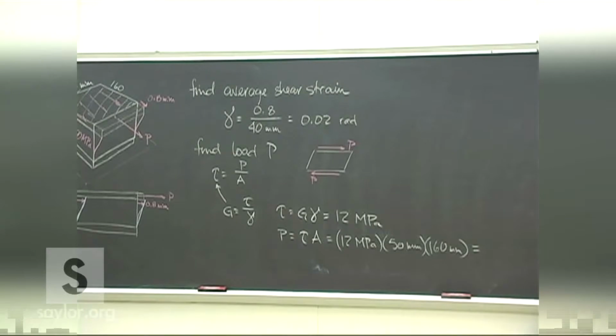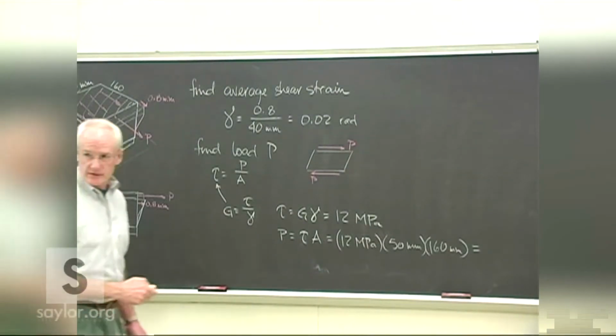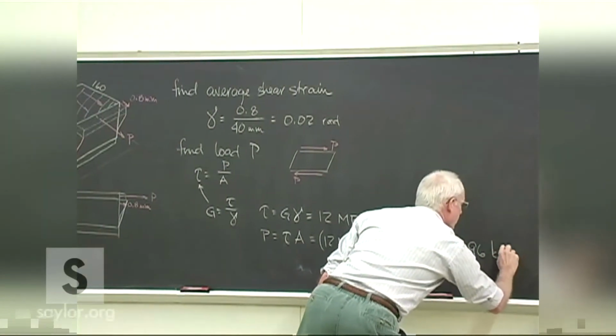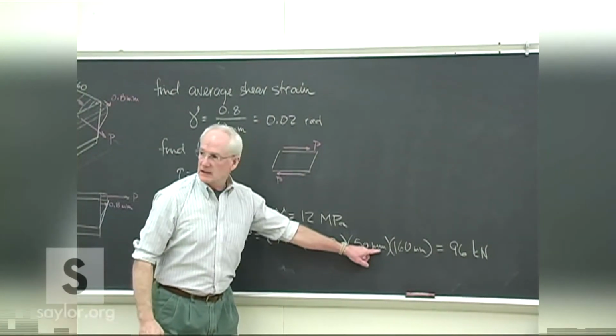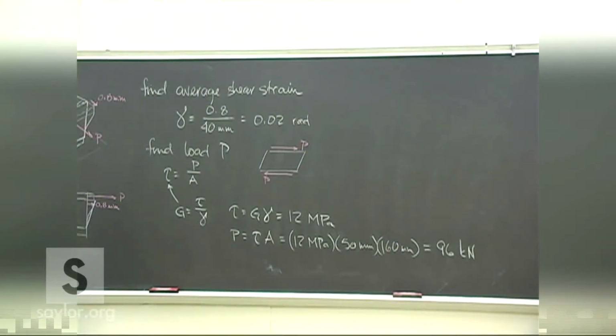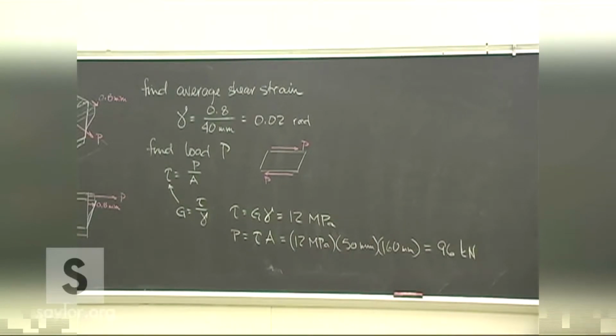96. What units? Kilonewtons? I believe so. I thought it was negative. Don't forget these are all in millimeters here, so that's a total of 10 to the minus 6 right there. Yeah. So it should be 96 kilonewtons. All right.